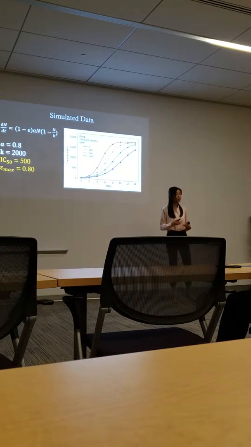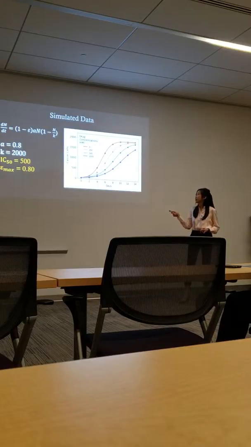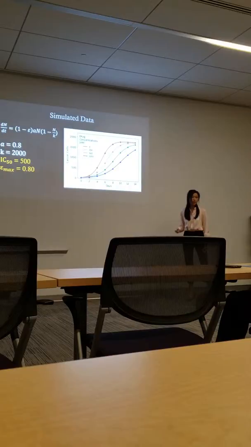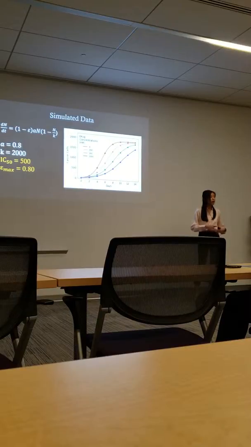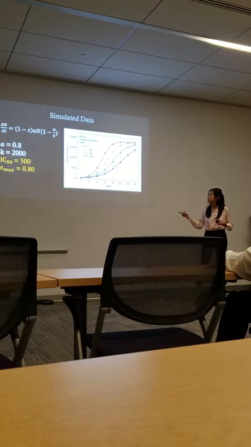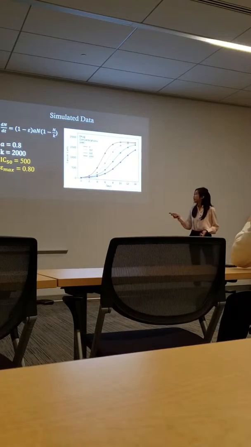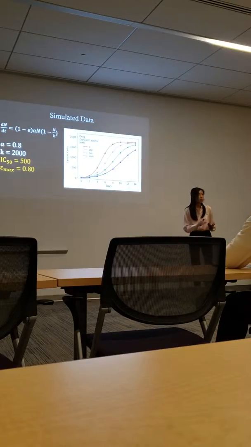So I wrote a program that solved this mathematical model for logistic growth with the modified drug effect. And I chose these values to input into the program. So A represents the growth rate. Now from cancer cell line to cell line, the growth rate is going to be different. Some cancer cells are going to grow at a higher rate, so their growth rate A is going to be higher. But I chose 0.8 for this purpose. And also the carrying capacity will depend on the environment in which the cancer cells are in. And then I chose IC50 and Emax values, again, measures of drug efficacy.